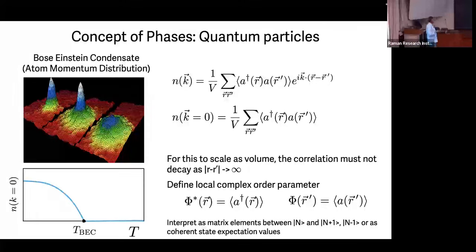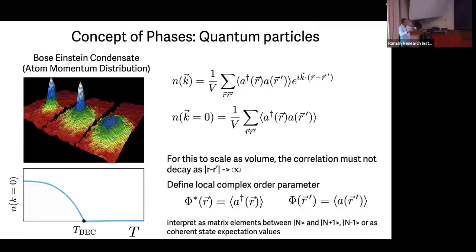But it turns out that, in fact, you have to look a little bit deeper to figure out what the correct local order parameter is, right? Because if you take the momentum distribution and rewrite it in terms of local operators, then this n of k is really the Fourier transform of the one-body density matrix, which is off diagonal. In other words, I take a particle at point r prime, I annihilate a particle and I create it at point r.